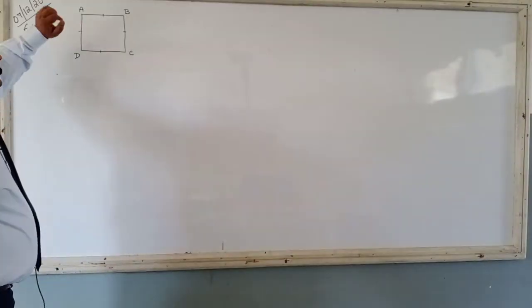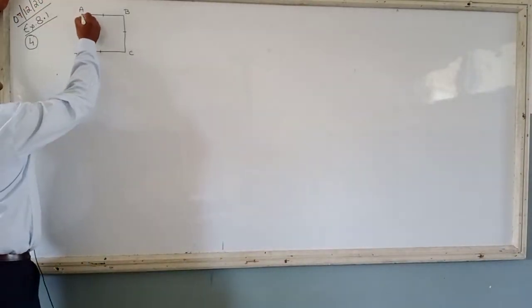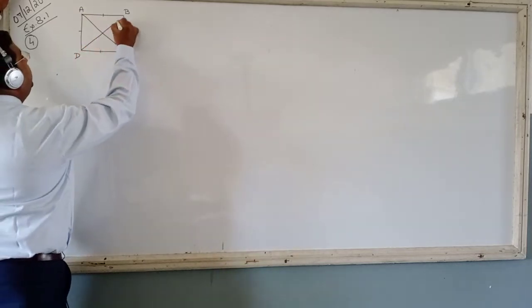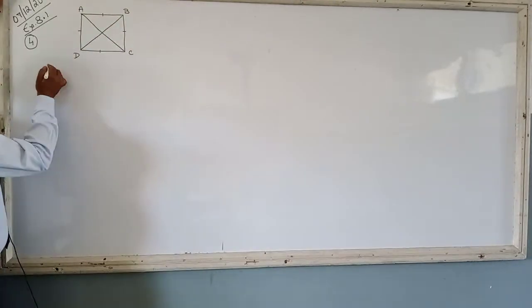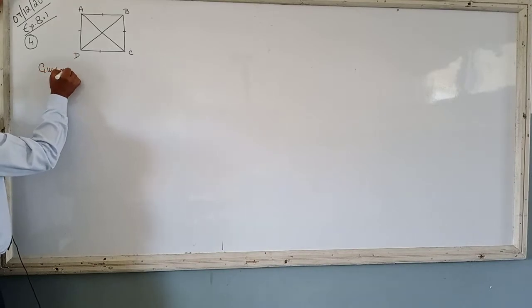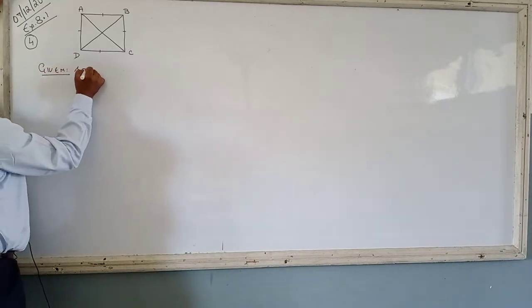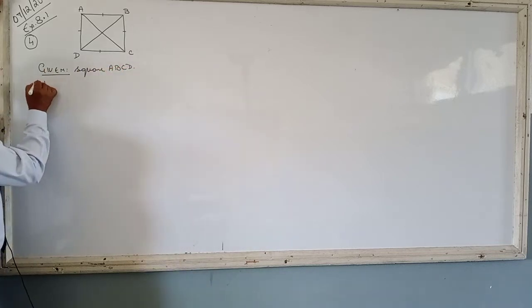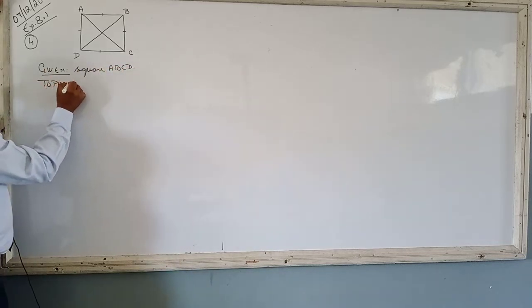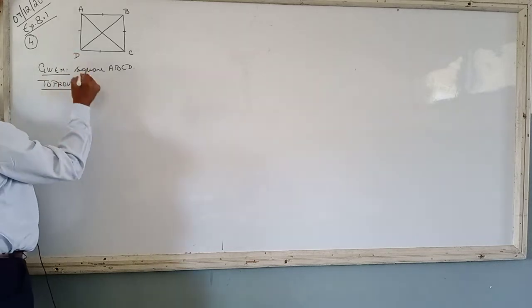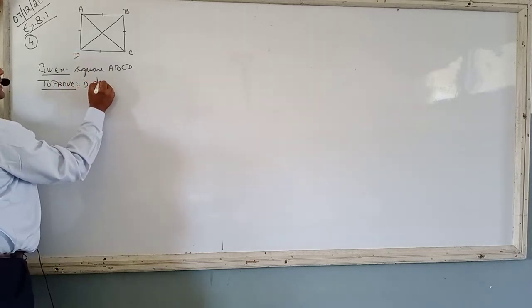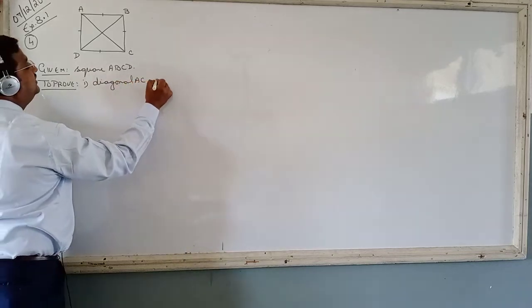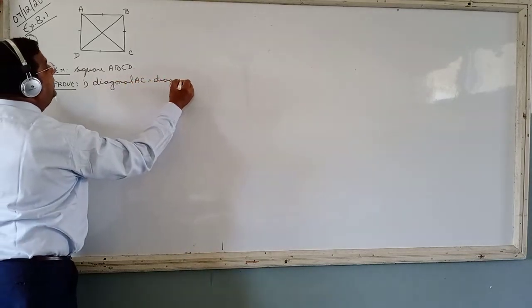Right? So which are the diagonals? We can see this diagonal AC and the second diagonal BD. We need to prove that they are equal. What is given to us? We are given square ABCD. What we have to prove? We have to prove diagonals are equal. Number 1, diagonal AC equals diagonal BD.